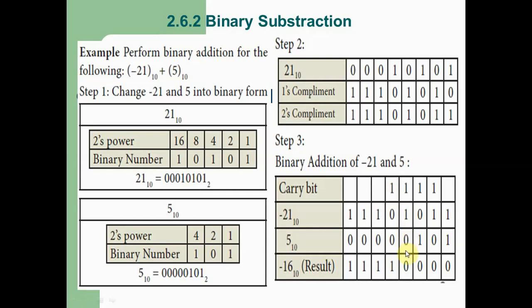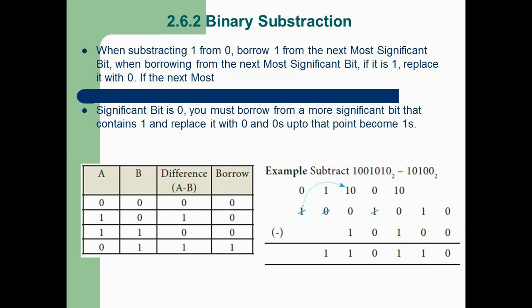So add with this bit, 0 plus 0 is 0. 1 plus 0 is 1, and so on for the remaining bits, each 1 plus 0 is 1. So this is how we do the binary addition and subtraction. This one is very simple, but we should remember the simple rules given here and apply them for binary addition and subtraction.